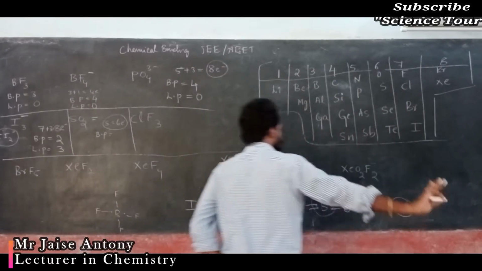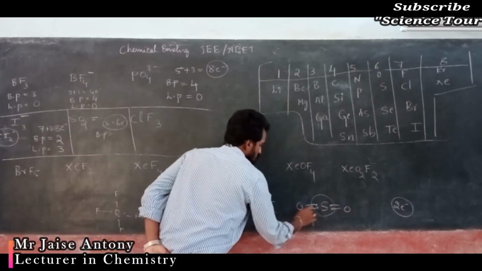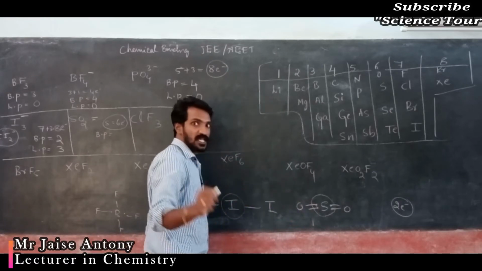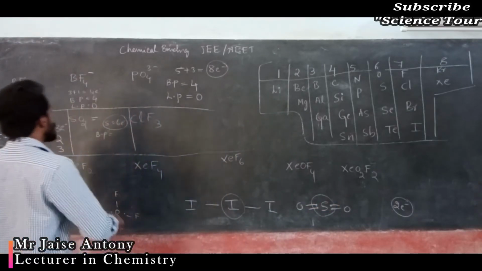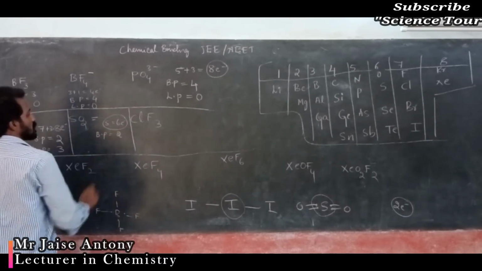Okay, that you leave like that. So how many bond pairs are there? 2 bond pairs. How? This double bond is treated as a super single bond. So bond pair is, my dear students, 2 bond pairs.